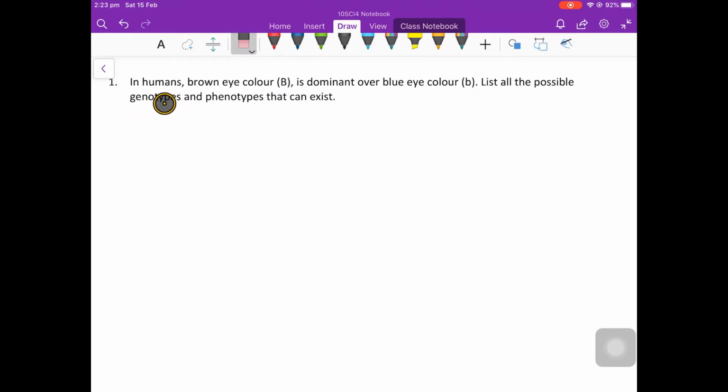So what's a genotype? Well, a genotype is the genetic makeup of the organism or the offspring. And the genotypes are going to be different combinations of the uppercase B and the lowercase b. And phenotypes are the features that result from the expression of this genetic information. And the question states that there are two possible phenotypes, brown eye colour and blue eye colour. And brown eye colour is dominant over blue eye colour. So it's worth noting that if the brown eye is dominant over blue eyes, we will call the blue eye colour recessive. That's not in the question.